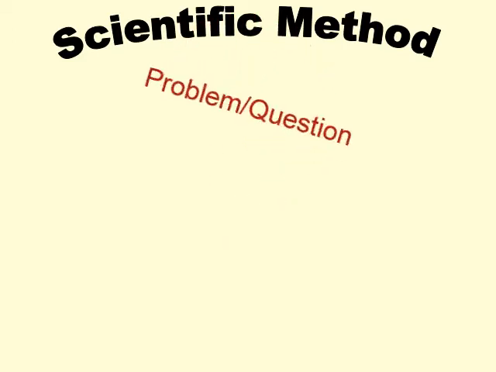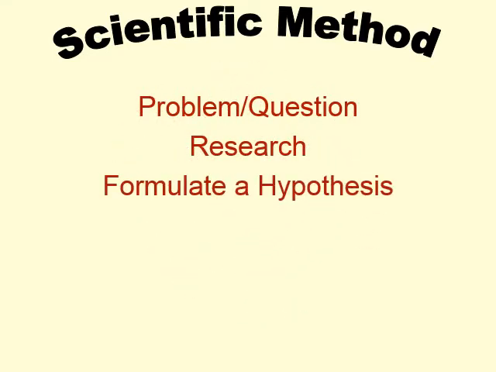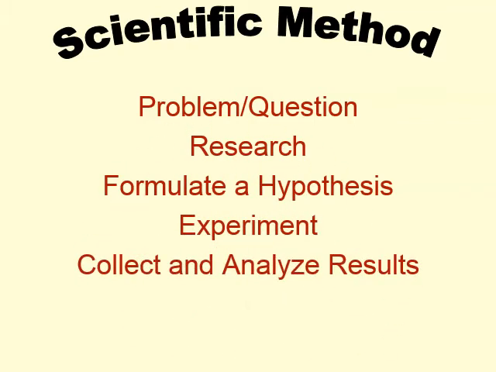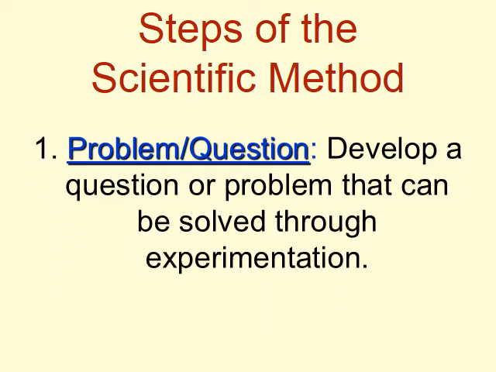So problem or question, research, formulate a hypothesis, experiment, collect and analyze results, and conclusion. These are the 6 steps that we've been learning in order of the scientific procedure. You'll need to know them for the test, and you'll need to know them in order.